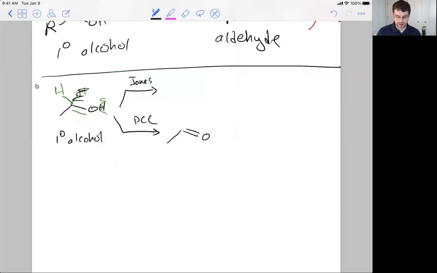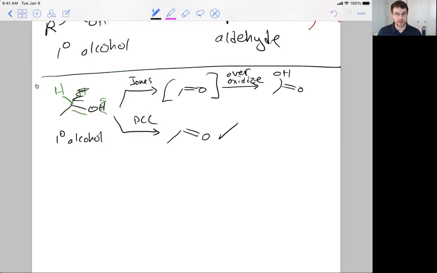PCC reaction does not over-oxidize. That forms an aldehyde. Now, as we just mentioned, if you use the Jones oxidation, you will indeed form the aldehyde as an intermediate, but it will continue to over-oxidize to form a carboxylic acid. So the product, if you use Jones on a primary alcohol, you need to propose the carboxylic acid as a product. And you can make a note, though, that it does go through the aldehyde intermediate.